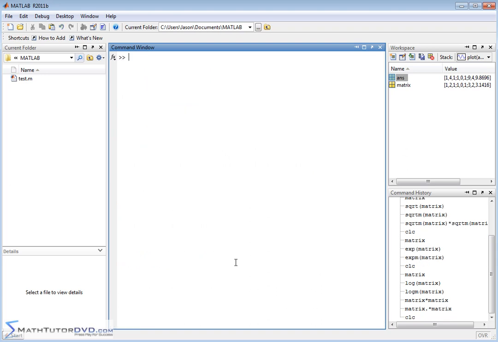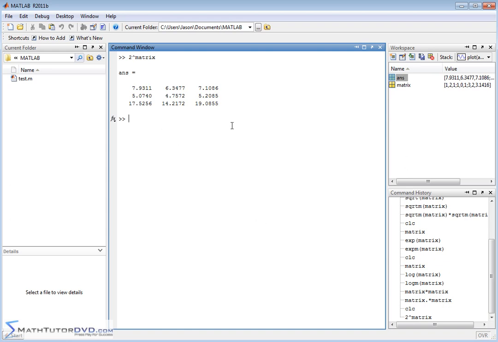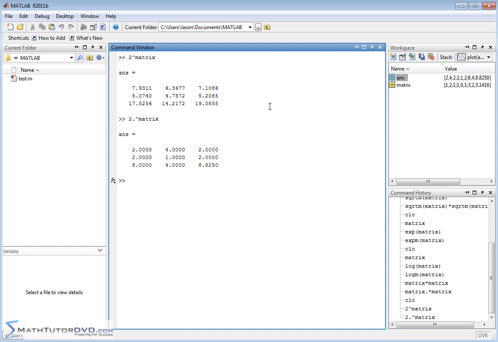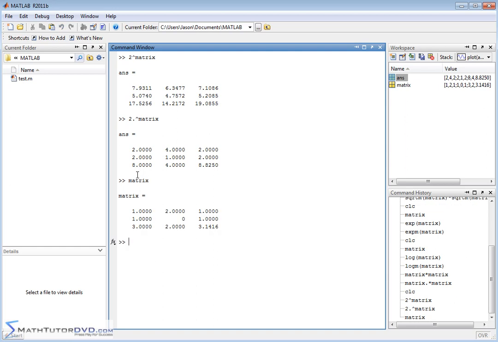Okay, let me show you a couple more things. If you want to raise a number to the power of a matrix, then you're going to get an answer. And if you want to do it element by element, you'll have to put the dot operator in front, like this. And let me put the original matrix up so you can see it. So when you tell MATLAB that you're taking the number 2 and raising it to the power of a matrix, if you put the dot in there, then it's going element by element. That's telling MATLAB do it element by element.